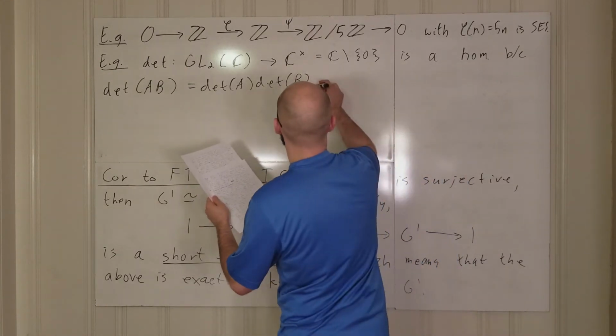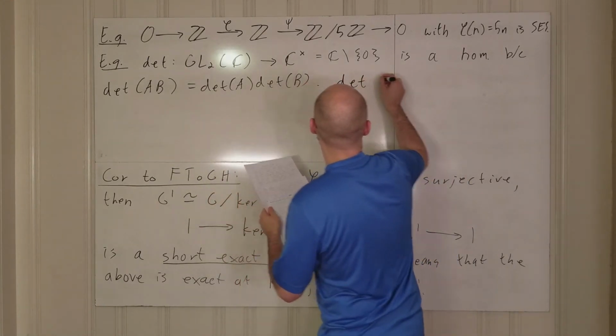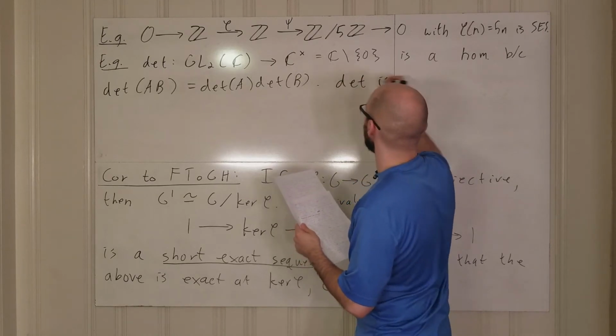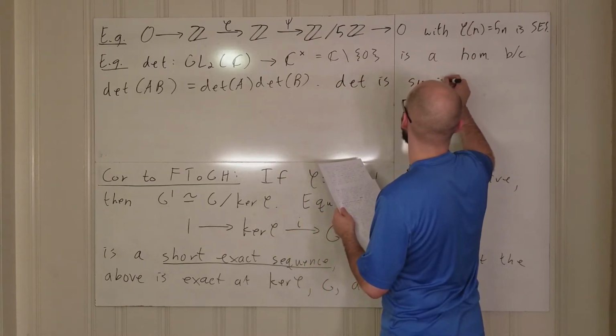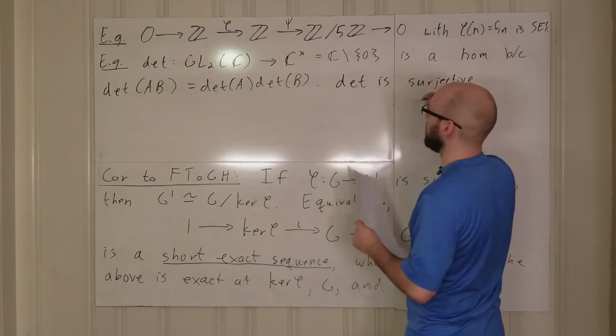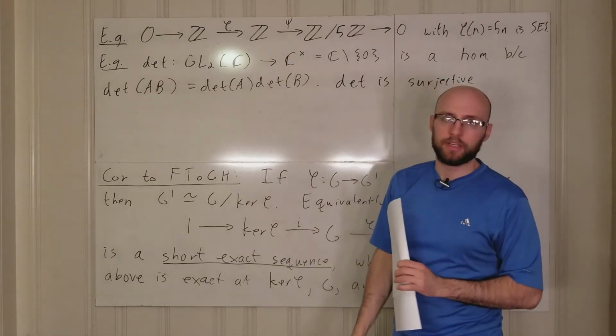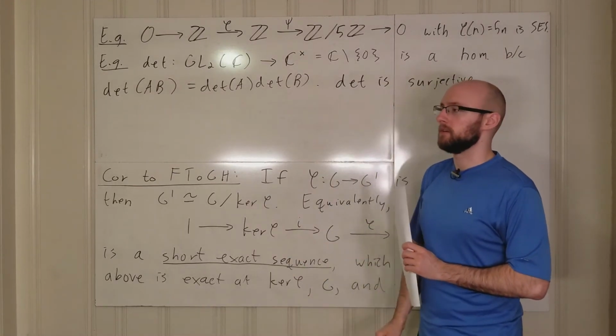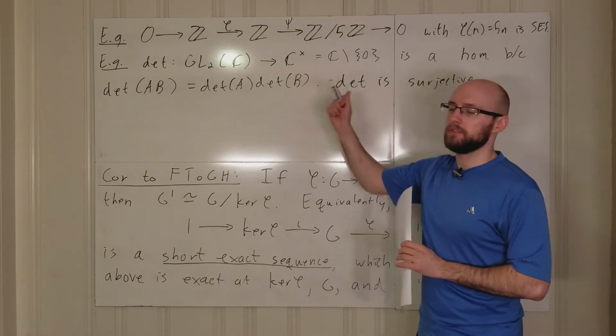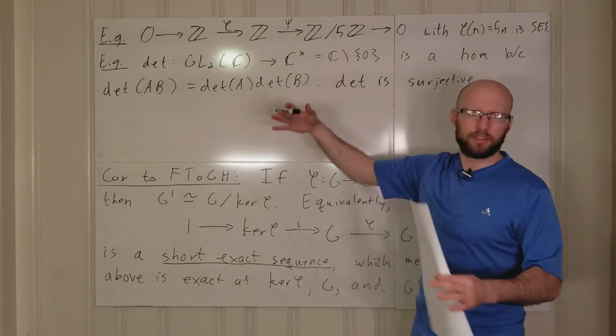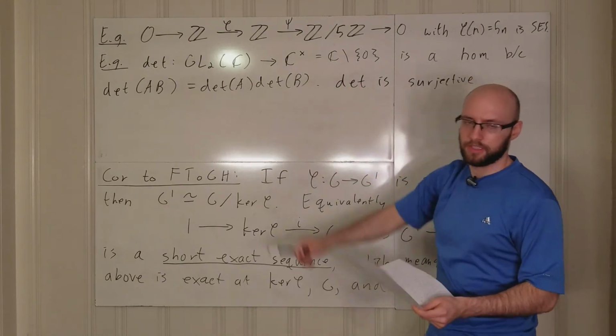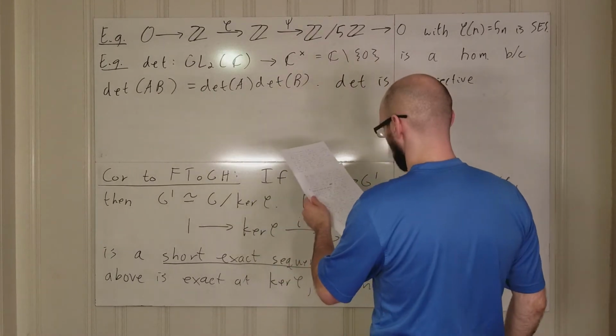Okay. So now here, determinant is surjective, because given any complex number, you can just imagine the identity times that complex number. And that will be an element of GL2C because that complex number is not 0, and we're excluding 0 here, and so the map is surjective.